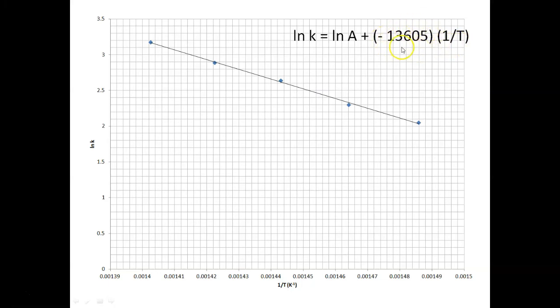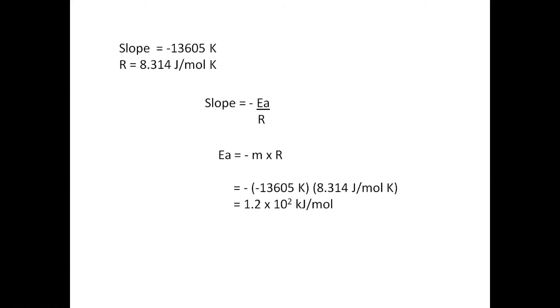And so here I see that my slope is negative 13,605. Since my slope is equal to that, and my ideal gas constant is 8.314 joules per mole Kelvin, I can use the relationship that slope is equal to negative EA over R to solve for my activation energy. So I can manipulate the equation and isolate for my activation energy and substitute in my values, and I see for this reaction that my activation energy is 1.2 times 10 to the 2 kilojoules per mole.